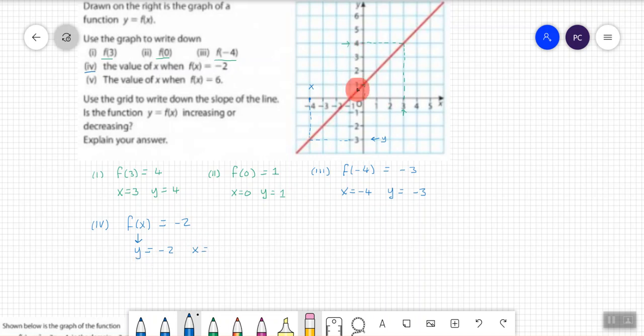So again, we read the graph. Instead of going along the x-axis, we go along the y-axis. So for example, when y is equal to -2, let me just rub these other ones out, just so that we don't get them all mixed up.